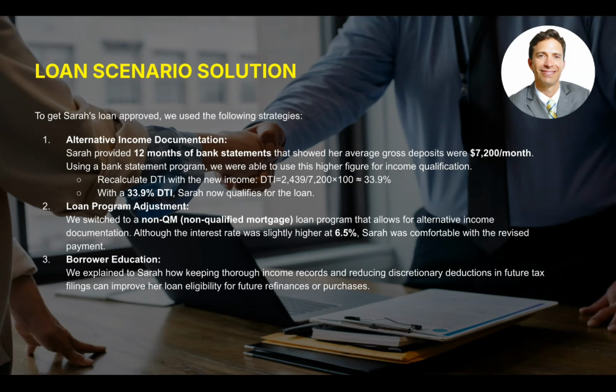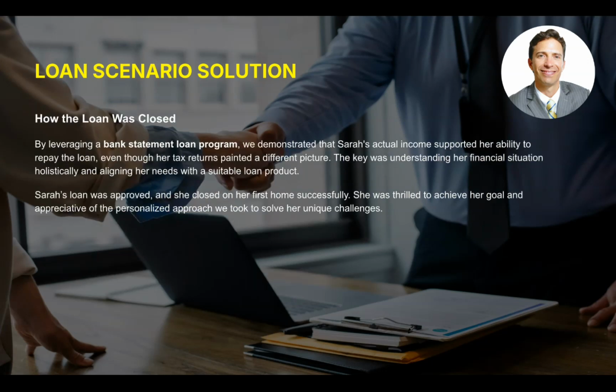So we basically told her that if she was able to provide her actual income on her tax returns and claim only the deductions that were necessary, so she could qualify with the highest potential income, she would be able to refinance in the future to a lower interest rate or even purchase other homes if she wanted to. How the loan was closed.